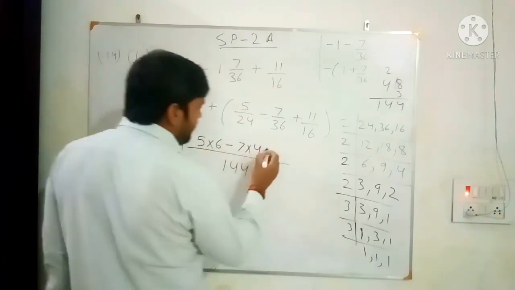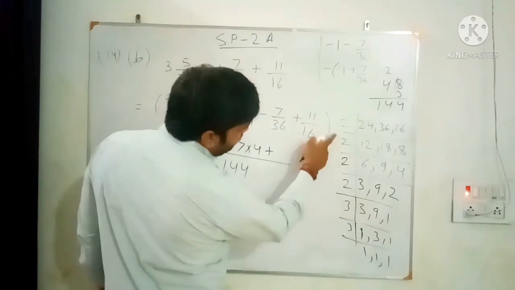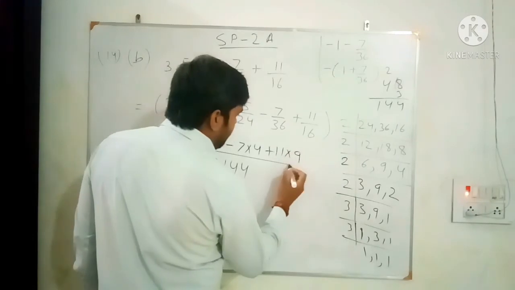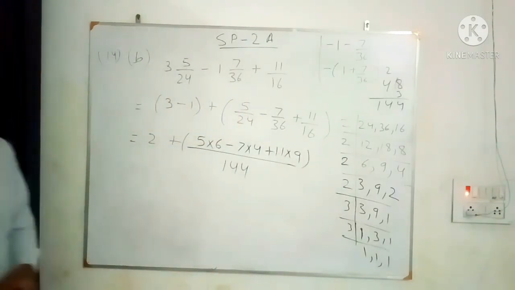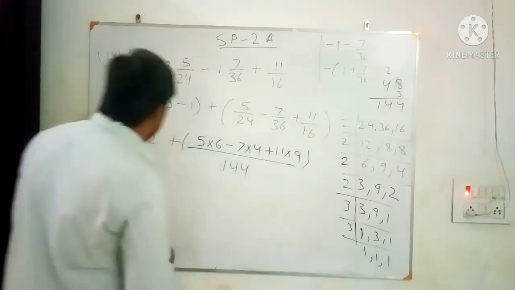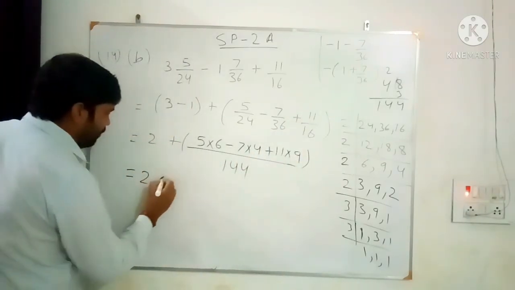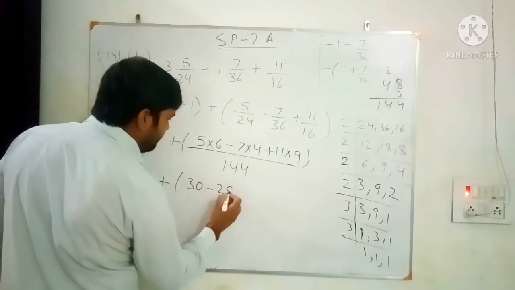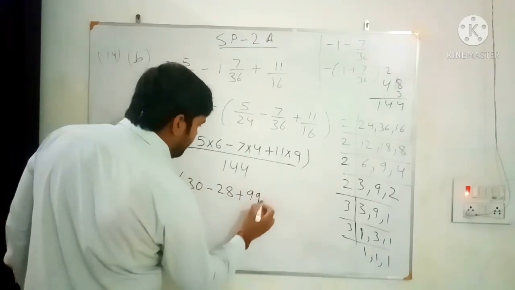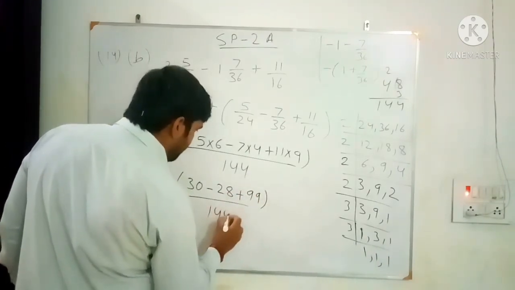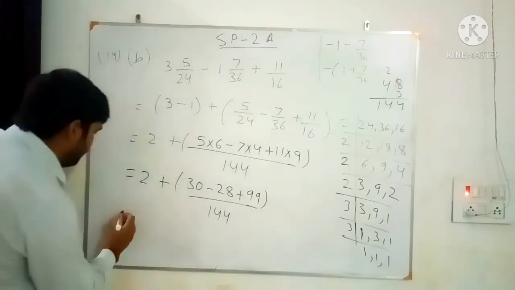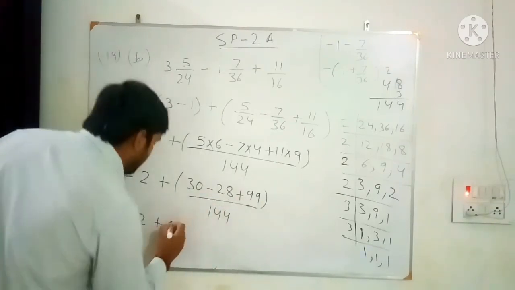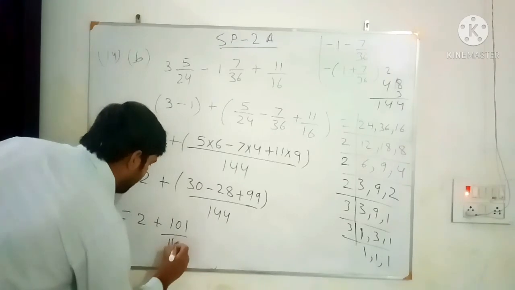Now next, 16 9s are 144, so 11 into 9. In 16 we multiply 9 to get 144, so that 9 we multiply to the numerator also. Now see, 2 plus 5 6s are 30, minus 7 4s are 28, plus 11 9s are 99, upon 144. So after adding all these numbers, 30 minus 28 gives you 2, and 99 plus 2 gives you 101. Now 101 upon 144.